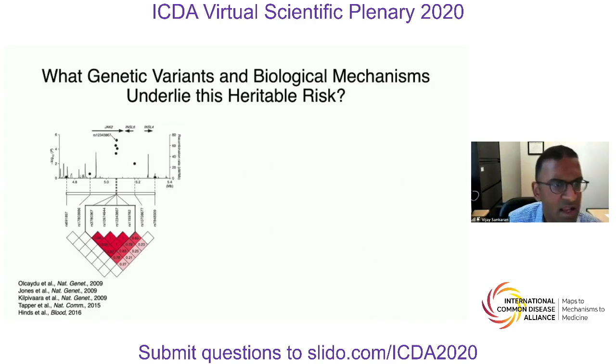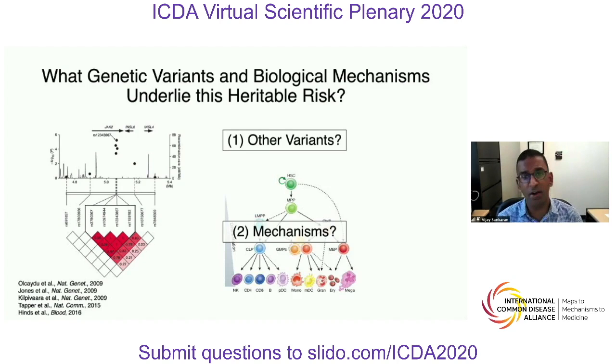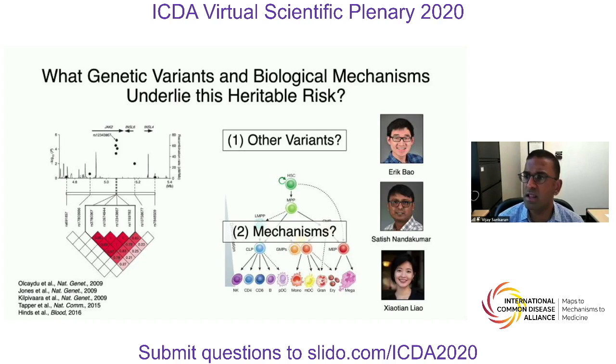Some work in the past decade has defined some of the genetic variants underlying this risk. For instance, there's a haplotype of the JAK2 gene that's known to confer some increase in risk, as well as a handful of other variants. However, we sought to understand more globally what the other variants are. And beyond just defining the genetic variants, could we start to gain insights into mechanisms and how the process of normal blood cell production may be altered to give rise to the increased risk of a myeloproliferative neoplasm? The work I'll be discussing was led by Eric Bao, Satish Nandakumar, and Xiaotian Liu in our laboratory.